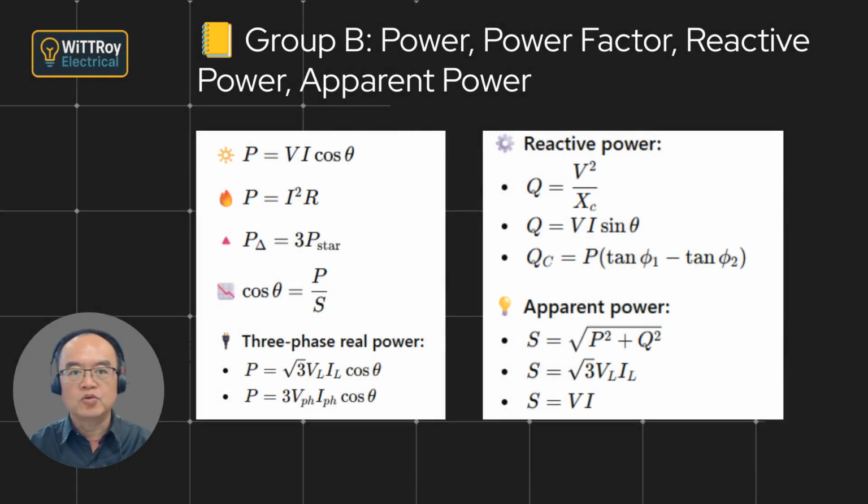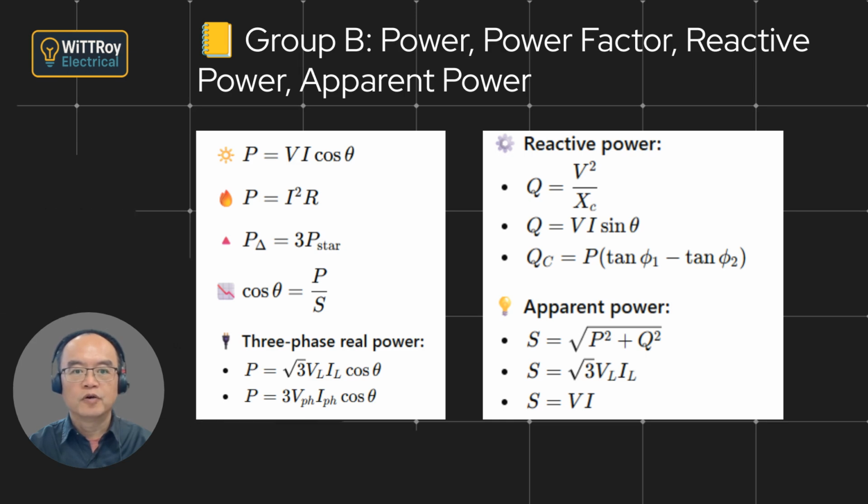Now we are starting Group B, which is all about power in AC circuits. In this group, we learn the formulas for real power, reactive power, apparent power, and power factor. These formulas help us understand how electrical energy is used, how much power is wasted, and how power behaves in three-phase circuits. We will also look at the relationship between voltage, current, and phase angle. Let's go through each formula one by one.